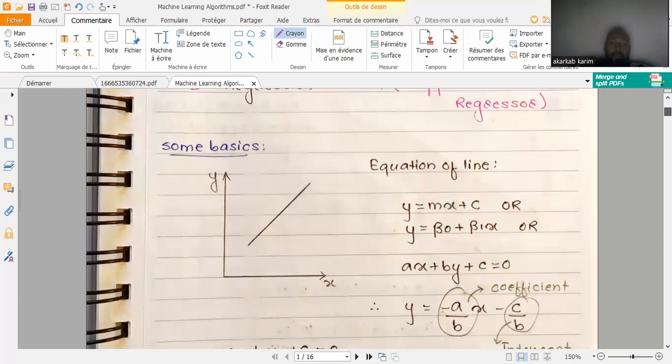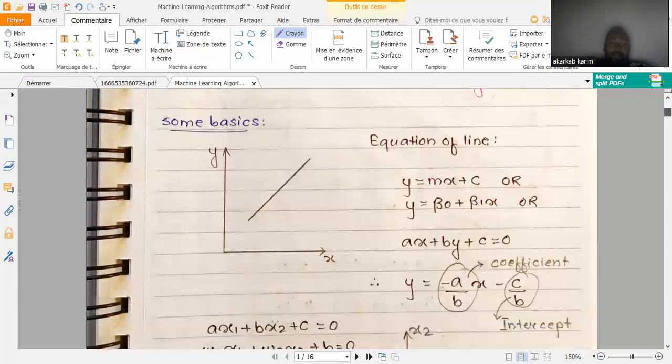So let's start with some basics. As we know in linear algebra, to draw a line, we need an equation. As we see in this figure, we have the x-axis and y-axis, and we have this line here. To draw this line, we need an equation to draw it.